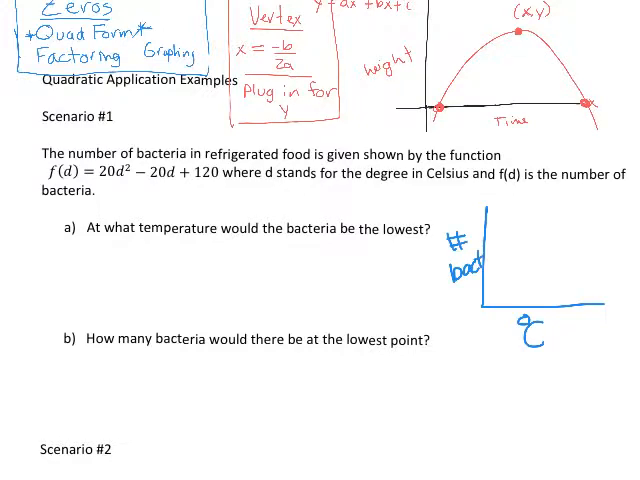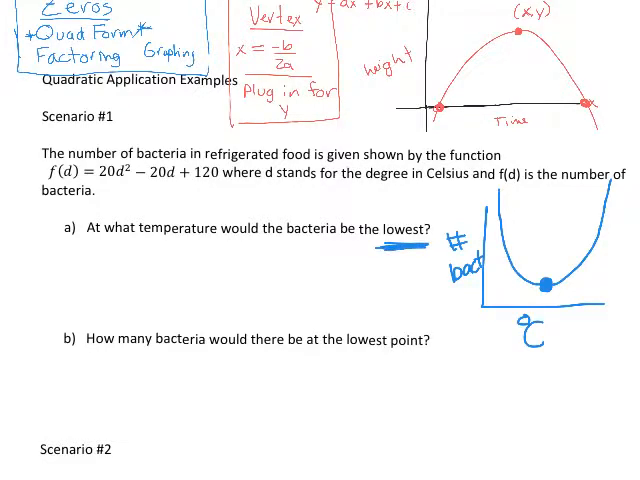It says, at what temperature would the bacteria be the lowest? So it looks like my extreme value is going to be a lowest. So this is going to be a parabola that opens up. So we're coming down here to this vertex point. Remember when I said at the beginning of the video, you're looking for some kind of extreme word. So either it's a highest or a lowest, and we clue in on this lowest right here.